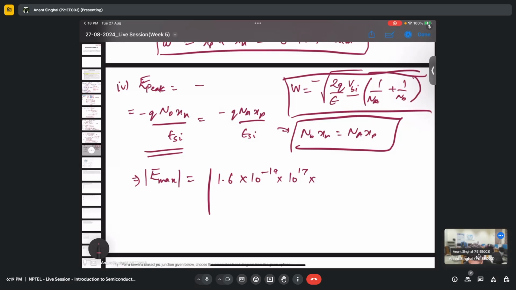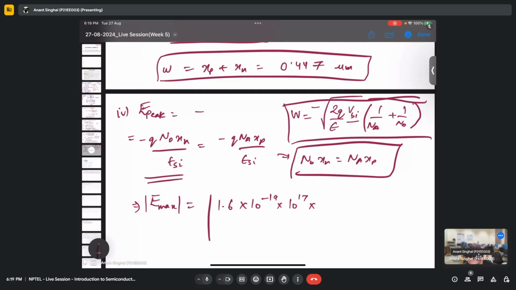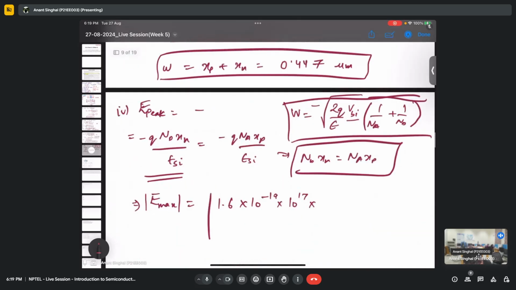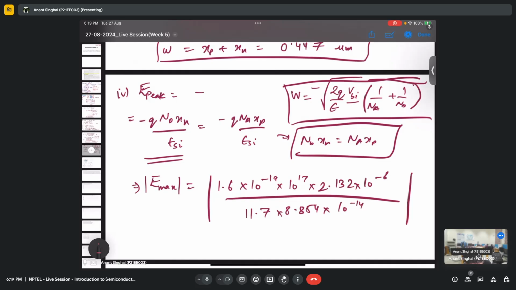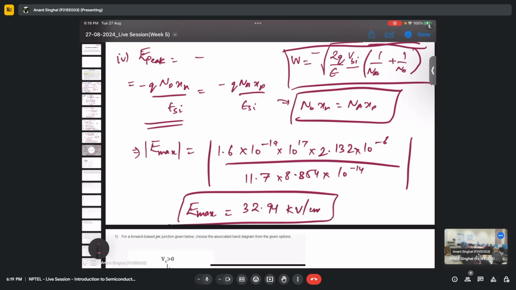Yes. So I'm using the Nd terms, so I'm using the Xn. Xn we calculated 0.426. So 10 raised to 17 is Nd, no, 10 raised to 17 is Xp. So I'm using the Xp then. So this will be 2.132 times 10 raised to minus 6 centimeters. Then we have epsilon. So this is what we have, and maybe you can solve it later. I'll let you know the answer. I have it. So this will come out to be something like 32.94 kilovolt per centimeter.